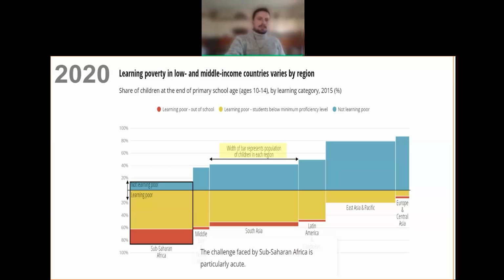And here, it's maybe a bit hard to see on this picture, but it comes out pretty well when you actually scroll down the site. You can see that the sub-Saharan Africa region has a bold dark border around this box, and this is to bring the reader's focus to this particular part of the chart, right? And so here we have targeted annotation that says the challenge faced by sub-Saharan Africa is particularly acute. And effectively, you can see that the amount of learning poor in sub-Saharan Africa is much higher than in other regions.